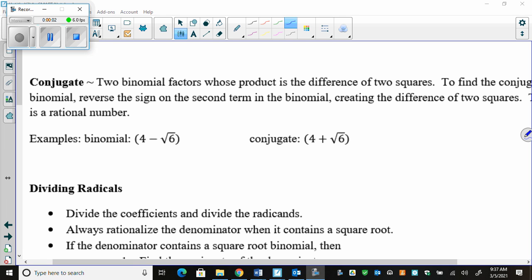All right, so we have 4 minus root 6. We're going to multiply by its conjugate, which is the exact same thing as these two terms. But because this one has a minus sign in between, I'm going to put a plus sign in between. So it's just literally the sign in the middle swaps. If it's a minus, it becomes a plus. If it's a plus, it becomes a minus.